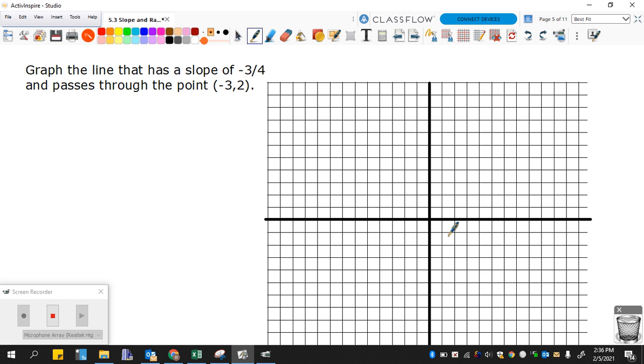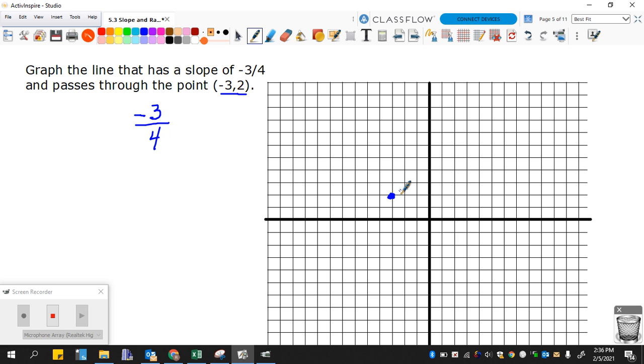All right, here it says graph the line. So now we're going the opposite direction. We're given the slope and a point, and we have to draw the line. So it says graph the line that has a slope of negative 3/4 and passes through the point negative 3/2. So negative 3 has 1, 2, 3, and 2 has 1, 2. So right here, that's the point, negative 3/2, and it says the slope is negative 3/4.